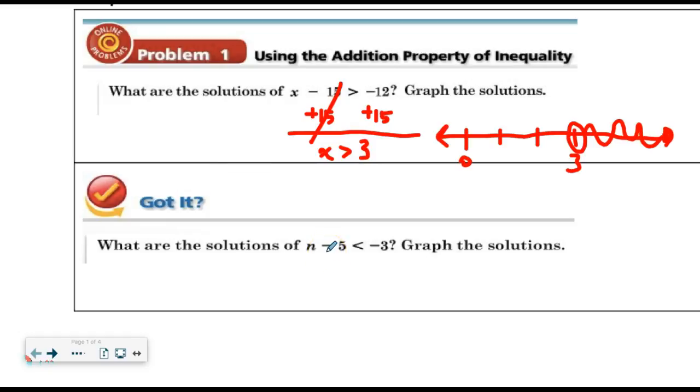Pause the video now and work it out on your own, and then you can come back to the video when you're done to check it.